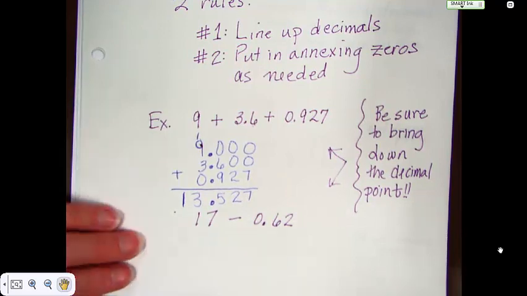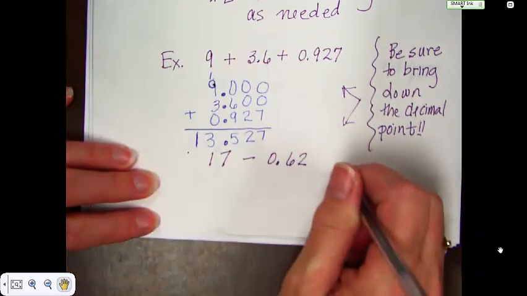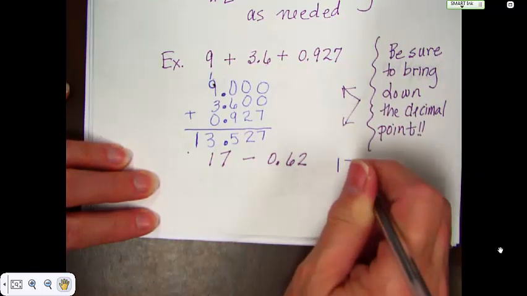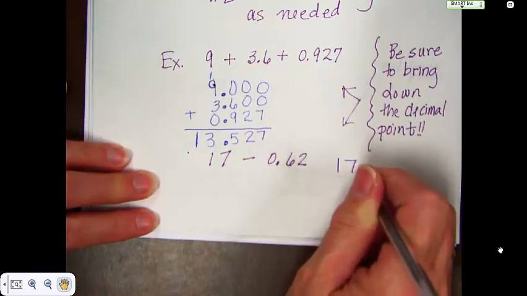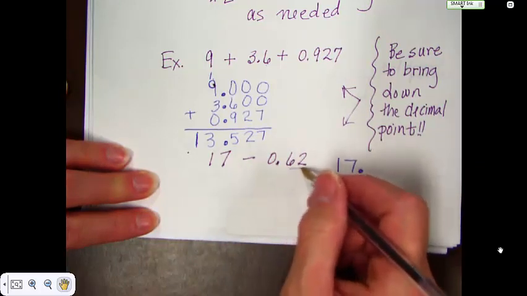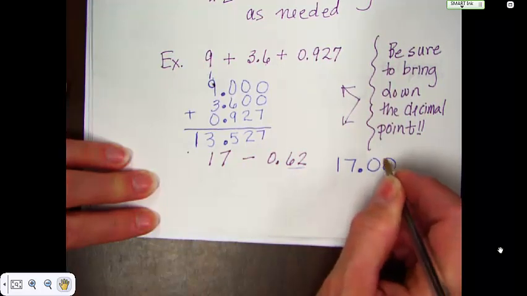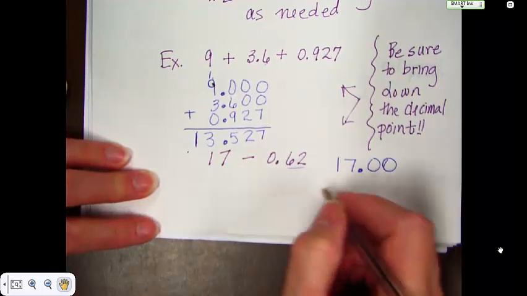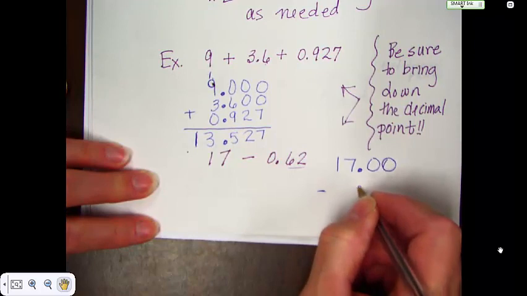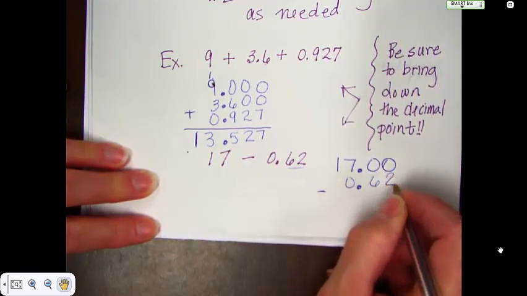Big deal. Annexing zeros and decimal points. Okay? Now, this last one, 17 minus 0.62, you've got 17, which is of course your larger number, and you know there's going to be a decimal point. And looking at what you have to subtract from it, I would guess you're going to have two more decimal points, or two more zeros. Those are those annexing zeros, and you're going to be subtracting 0.62.